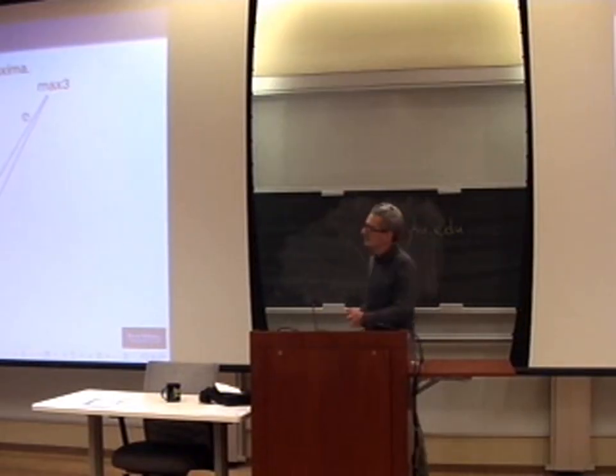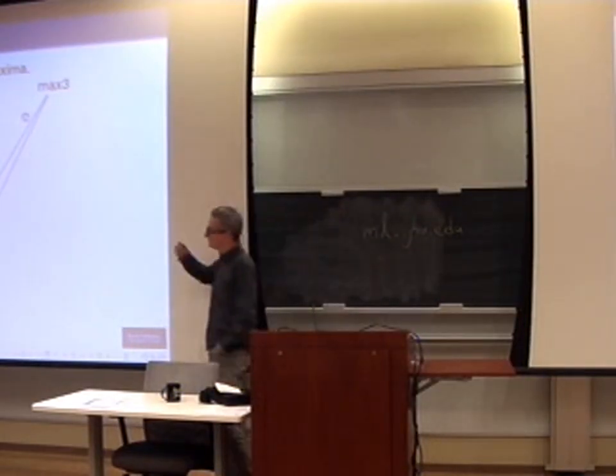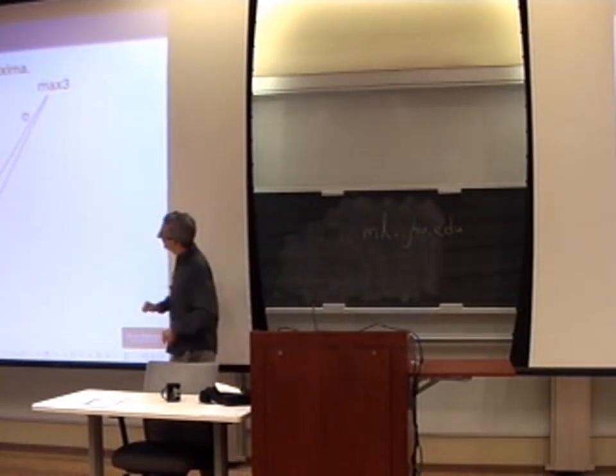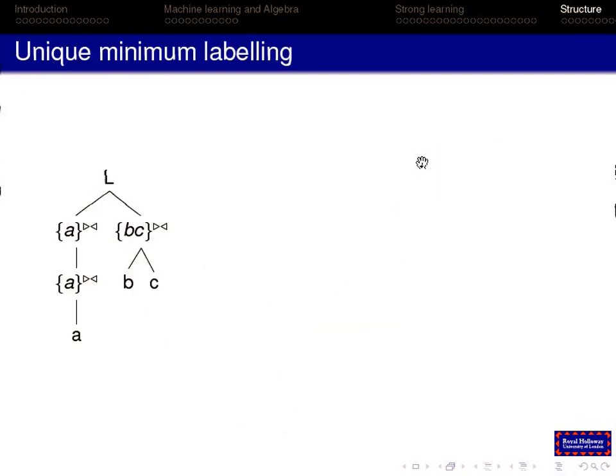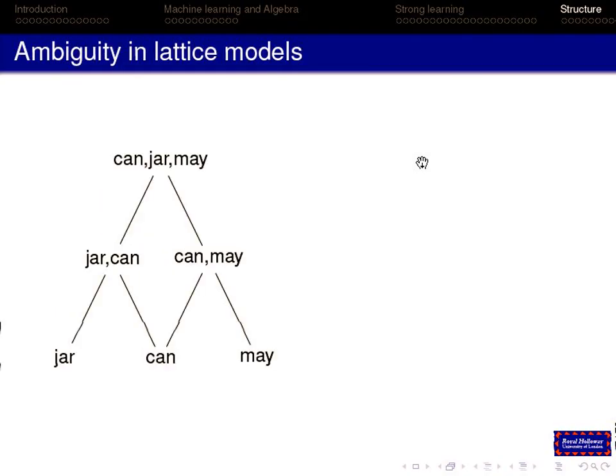Okay. Now, if we fix a particular structure, we're going to have a unique minimum element here, but possibly several different maxima. So I'm running out of time a little bit. So the unique minimum labeling isn't very interesting. It's just the smallest set of strings that includes the yield of each subtree. Okay, but the maxima are much more interesting.